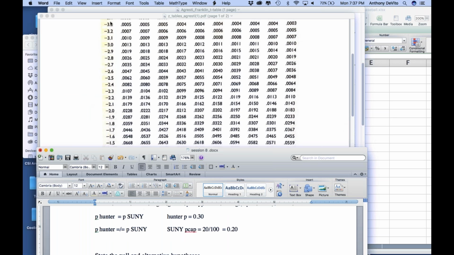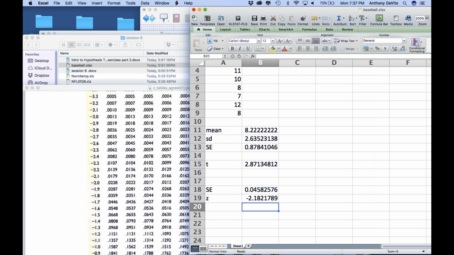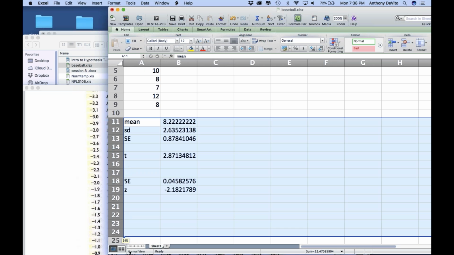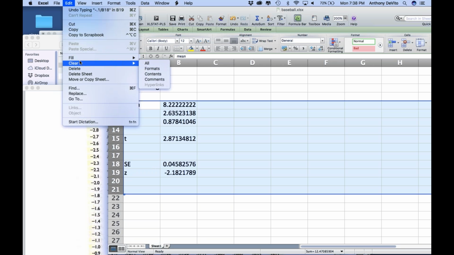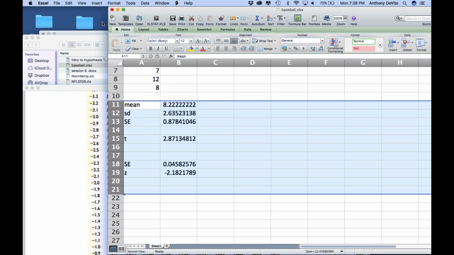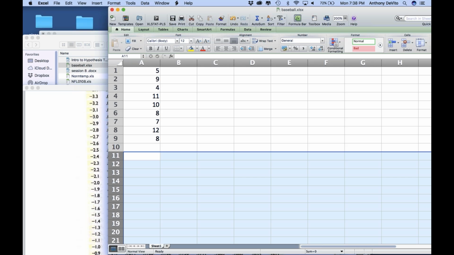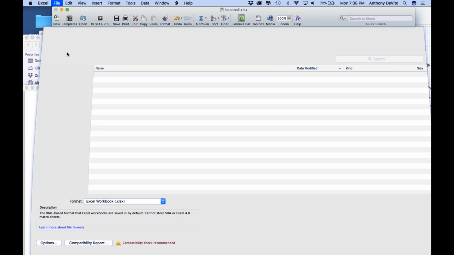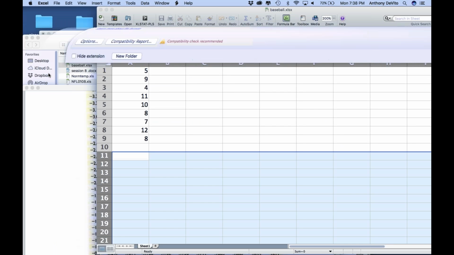Okay, I'm going to do one other interesting thing here, which is something that's going to come up as we move into the future. You guys remember that program called SPSS and R? Okay, well, we can use those to help us out here. Let me clear this. Clear all. I'm going to take these values that I have for the baseball team, and I'm going to save them to the desktop.